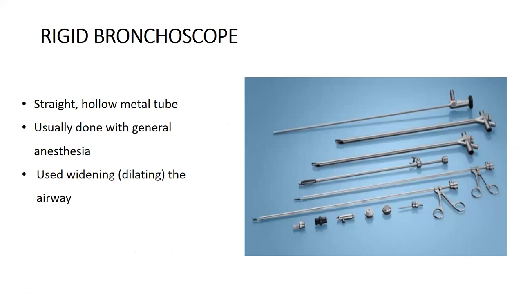Sir, is the scope different for pediatric and adult? Yes. Pediatric scopes are much smaller in diameter, considering their airways are much smaller. There are separate pediatric rigid bronchoscopes and pediatric flexible bronchoscopes. Adult ones cannot be shoved through the children's throat.